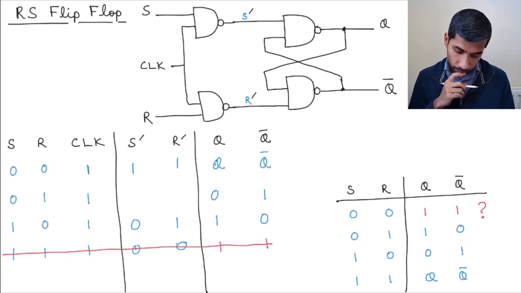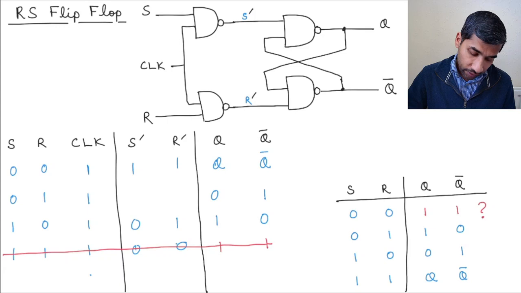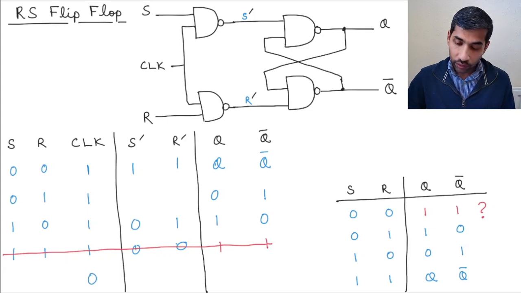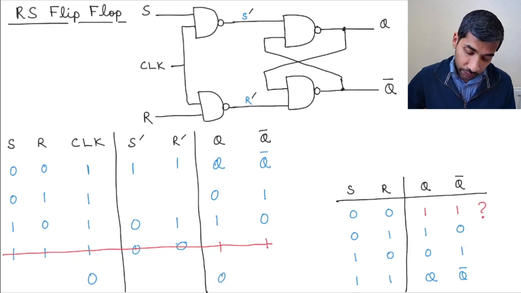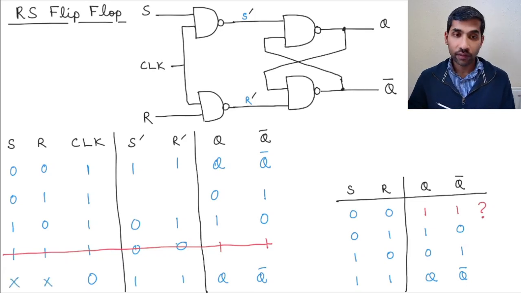Okay, so what happens when the clock is 0? So when the clock is 0, take a look at this. When the clock is 0, whatever the values of S and R are, the outputs here are always going to be 1 and 1, and therefore you're always in this Q and Q bar condition. So your outputs are always going to be Q and Q bar, because this is 1 and 1, and it doesn't depend on what S and R are.